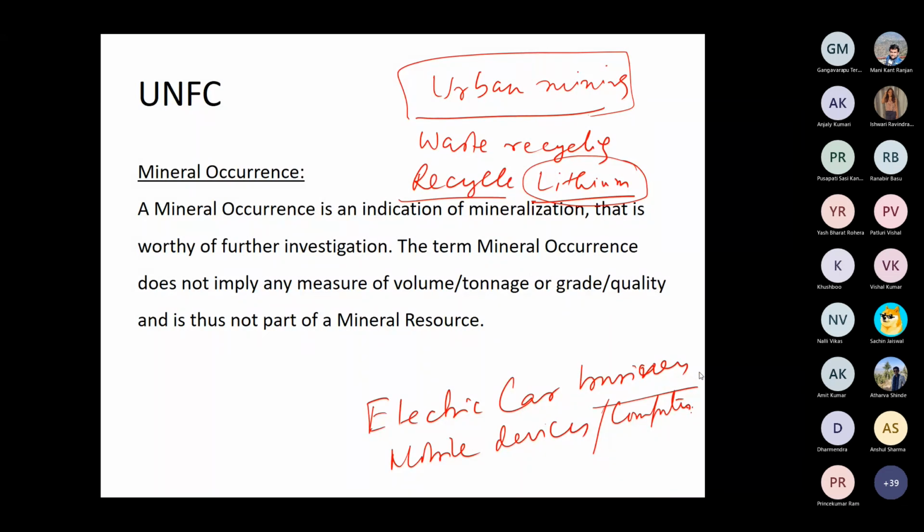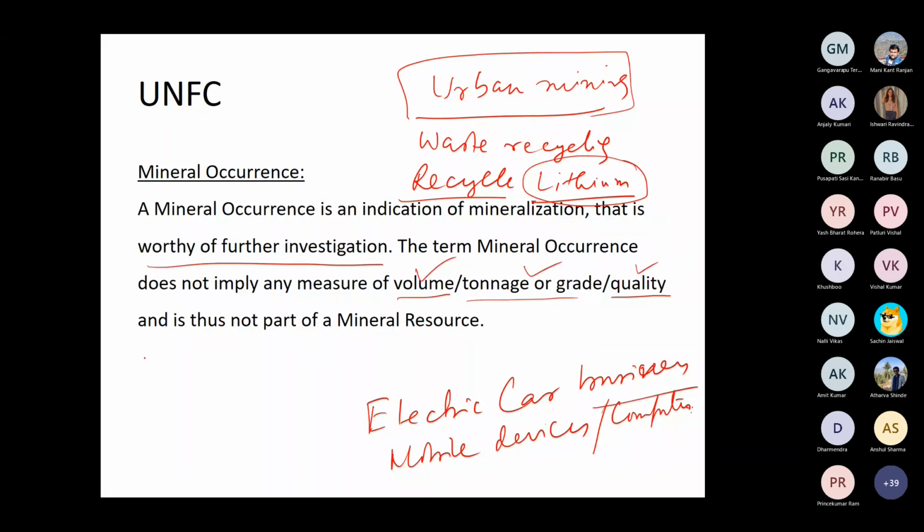But having said that, now what we can call the economic mineral occurrence. That means a mineral occurrence. Now we are not using the word uneconomic. So mineral occurrence is an indication of mineralization that is worthy of further investigation. That means it is not exactly the volume and tonnage or grade or quality. For any mineral occurrence, just for occurrence, you don't give the total volume, tonnage, or quality.